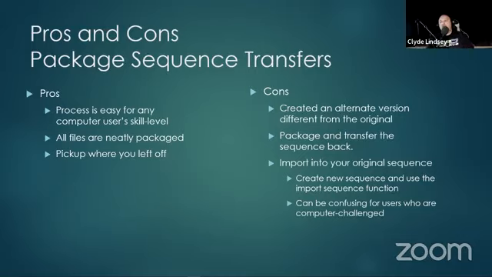However, there is a downside to doing this, and this is one of the most frustrating reasons of sequencing on multiple computers, which we're going to address in a little bit. Some of the cons are that you created an alternate version different from the original on your other computer. Now you have to package on the new computer and transfer the sequence back and place it onto the old computer. Now you have to import the package sequence into your original sequence, or you just abandon your original sequence, create a new sequence, and import from the zip folder.